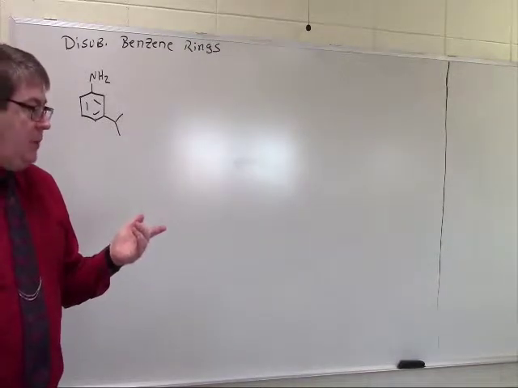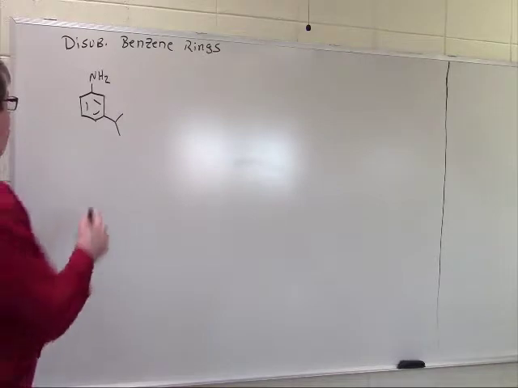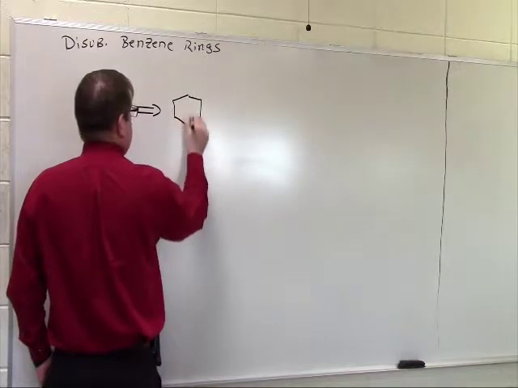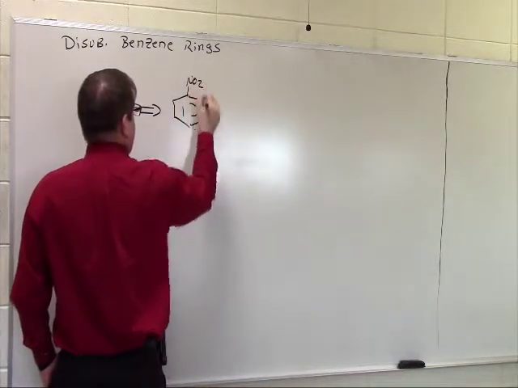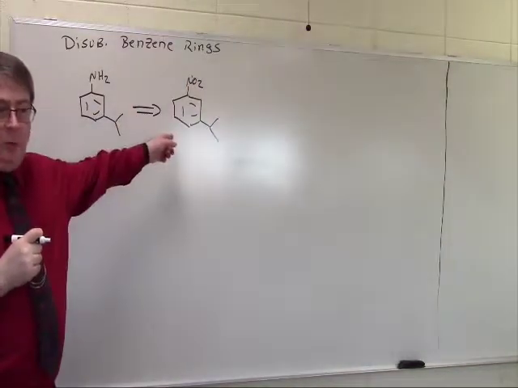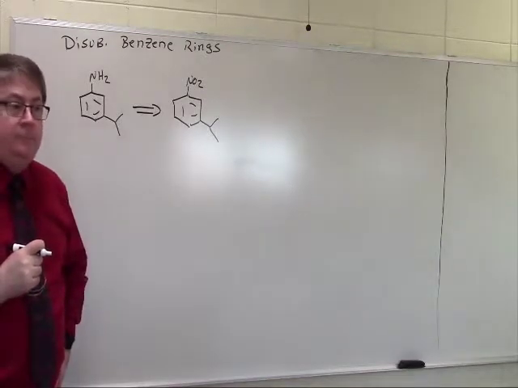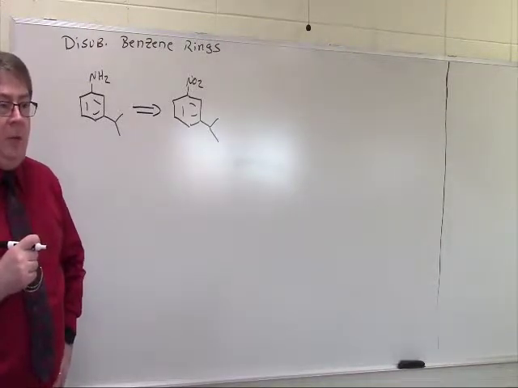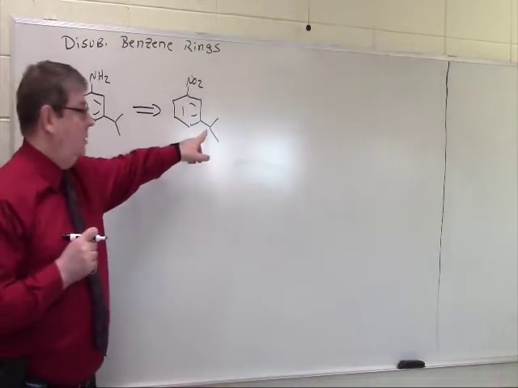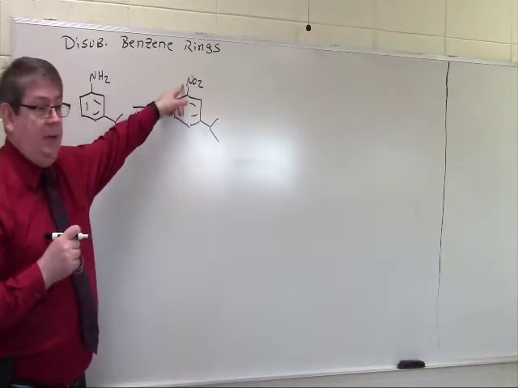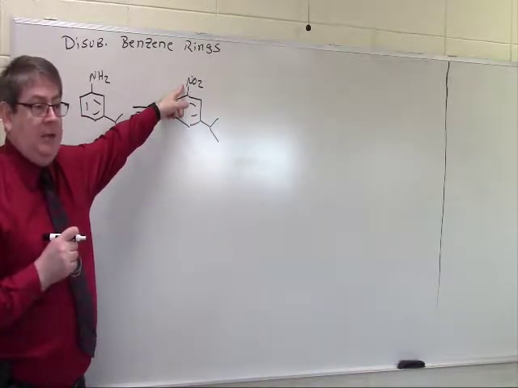Meta. Seems almost impossible to do, except for the fact that we can actually make anilines by reduction of nitro groups. So I can reduce the nitro group to the aniline. Do we have a problem now? I have an electron donating group, which is what kind of a director? That's an ortho-para director. Is that an activator or deactivator? Deactivator. And it is a meta director.